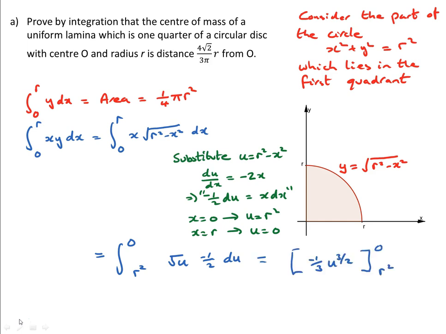Root u is the same thing as u to the half, so I've got to integrate minus a half u to the half. When I integrate that, I end up with minus a third u to the 3 upon 2, with an upper limit of 0 and a lower limit of r squared. So putting the limits in, we've got 0 minus a third r cubed, so we've got 1/3 r cubed.